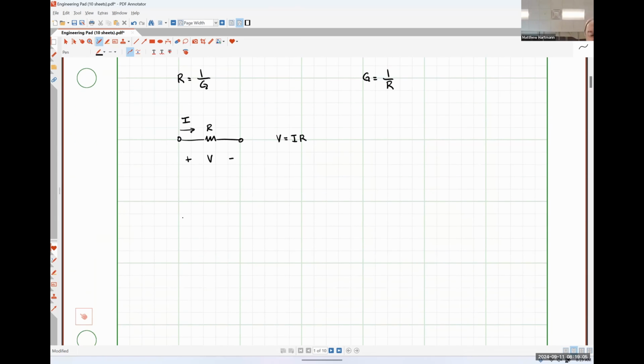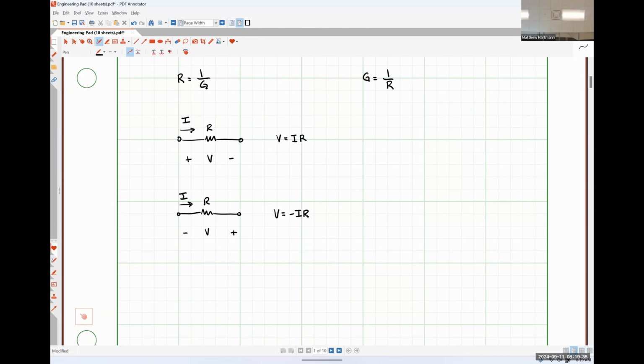But if I take that same resistor and I define the voltage in the opposite polarity, the current in the same direction, in this case, we're going to say that V is equal to negative I times R.